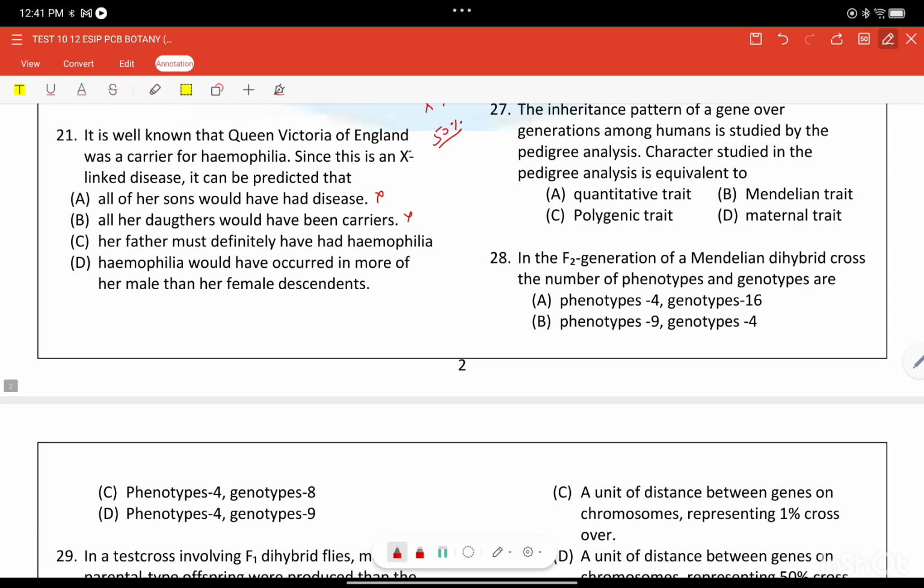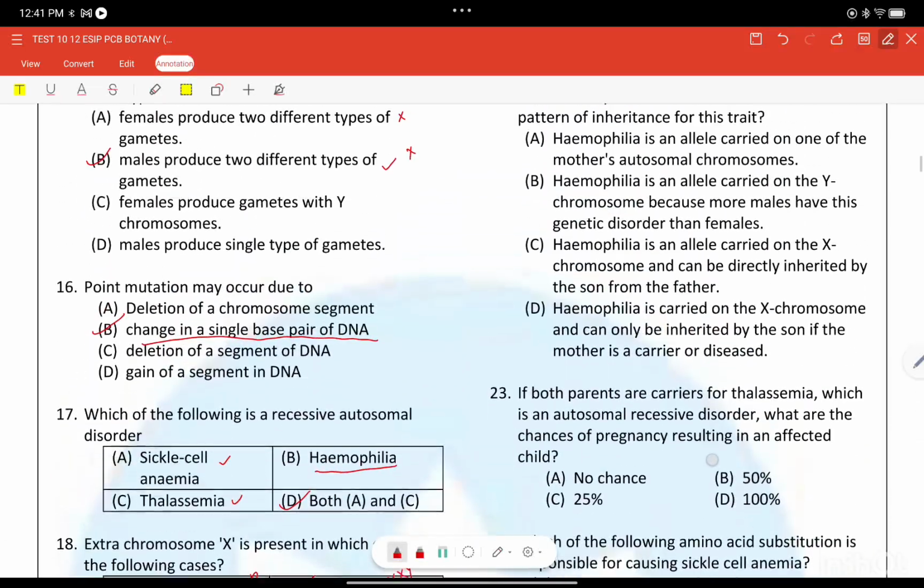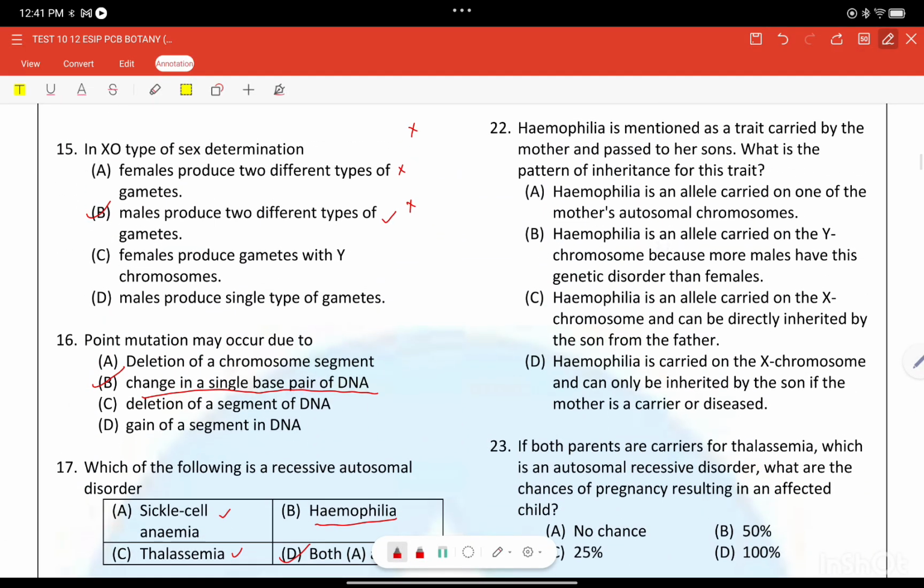Her father must definitely have hemophilia. That is not the condition. Hemophilia would have occurred in more of her male than her female descendant. That is a correct statement. This is also given in NCERT. Hemophilia is mentioned as a trait carried by mother and passed to her sons.